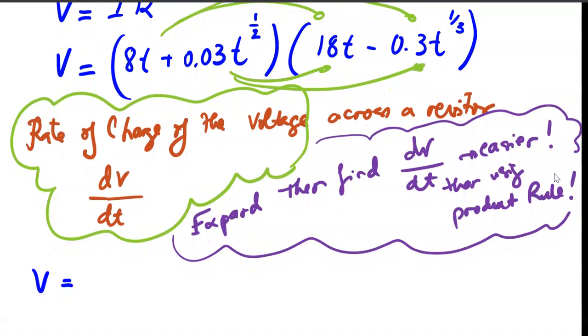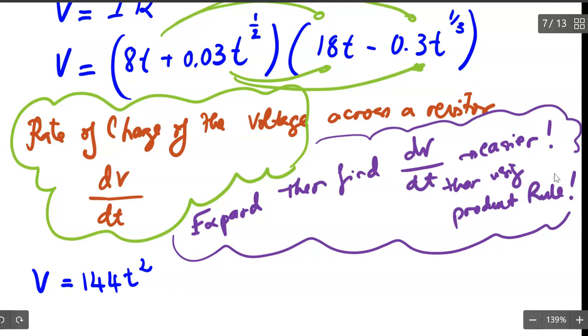When I multiply this out, I should have the answer as 80 times 18t. I will have 144 t squared. And the next step is 0.03 times 18. I should have minus 2.4. t to the exponent a half plus 1 will give me t to the exponent. I think the next step I do is I take 80 and multiply by 0.3, t to the exponent here. So I better have my arrow.